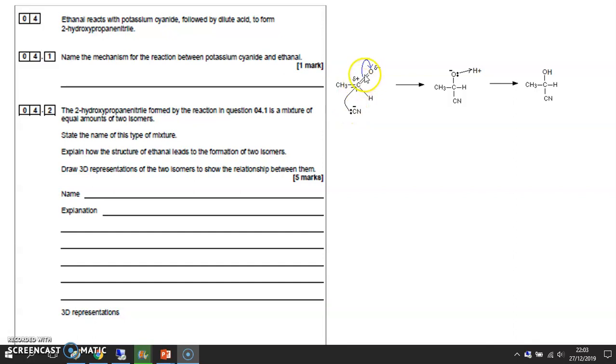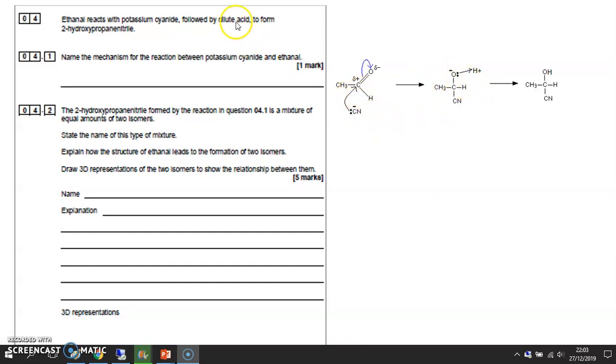It bonds to that C. The electrons from the double bond go onto the O, so that creates a single bond. There's the pair of electrons that have just moved onto the O, and it becomes minus because it's had electrons moved onto it. And this CN has bonded on. It's lost its minus charge because it's had electrons move away from it.